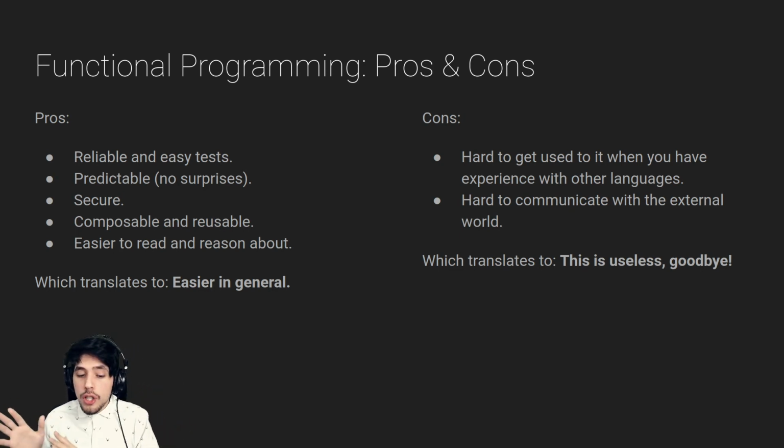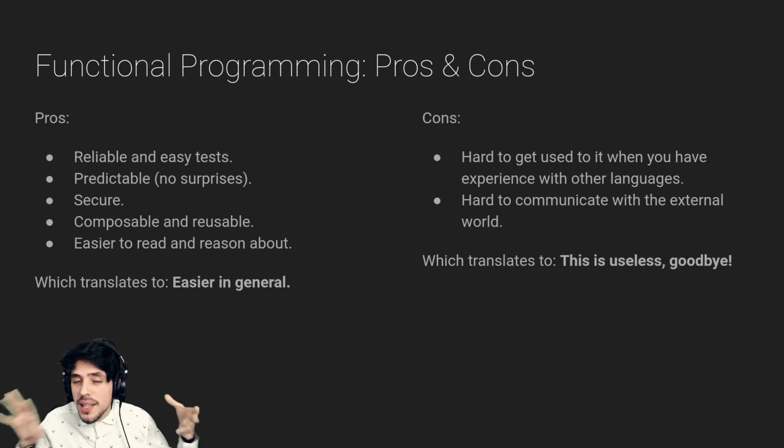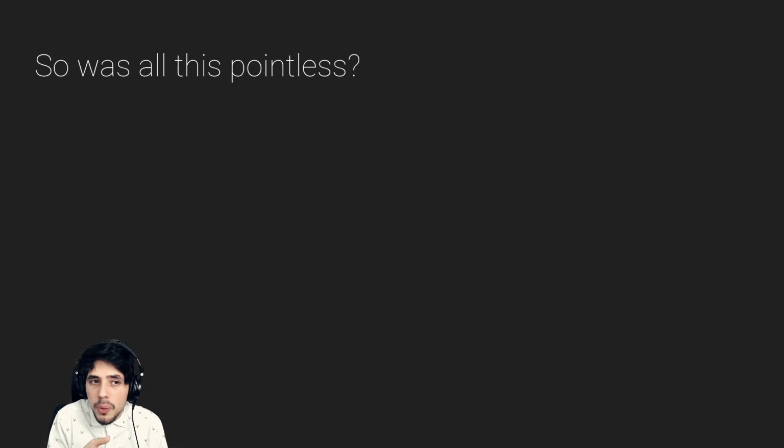But we have the cons on the other side, and the cons is that it's hard to get used to it when you have experience with other languages. So if you come from languages like Java or C++ or C# or whatever, it's hard to adapt to that. And it's hard to communicate with the external world because the input and the output, as I mentioned previously, are impure. So this is useful, this is super useless, and we should keep using object programming languages. Actually, no.